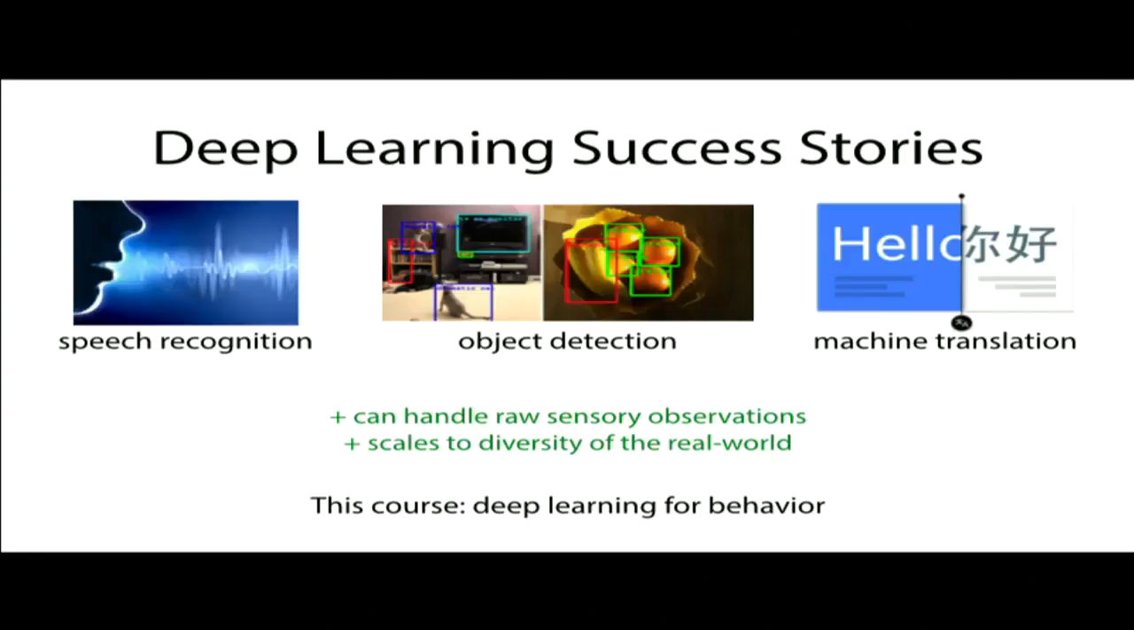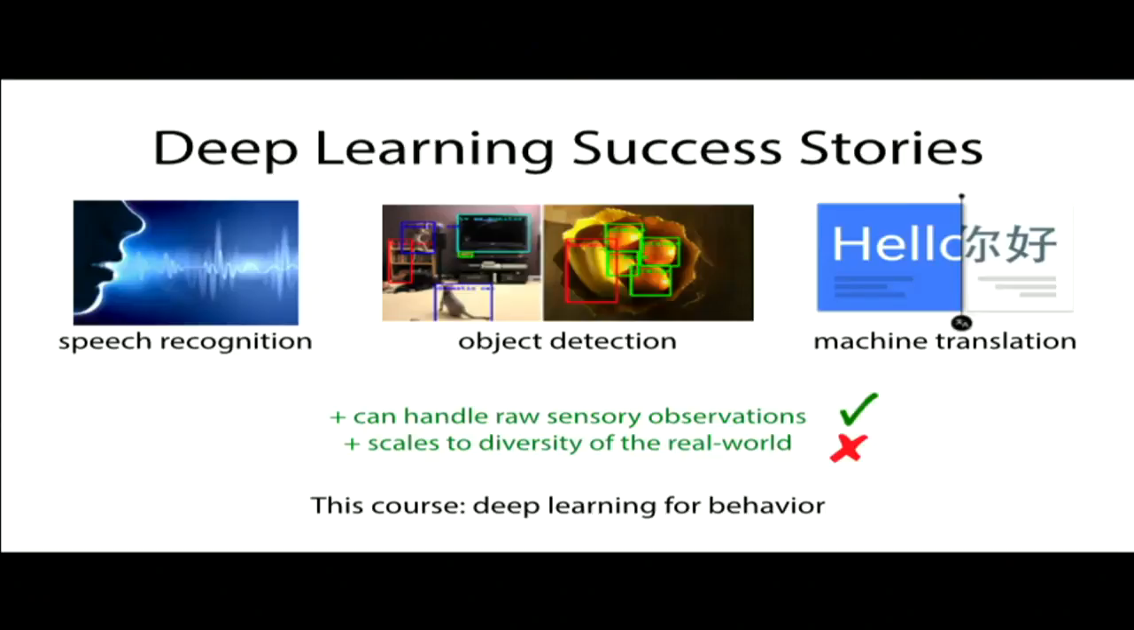And in this course, we've talked about how we can use deep learning for behavior, and in particular, using deep reinforcement learning for behavior. One of the things we've seen is that we can learn skills that map from raw sensory observations to the raw action space. We can learn it from scratch, and it works well. But I don't think we've yet seen how we can learn behavior that scales to the diversity of the real world.